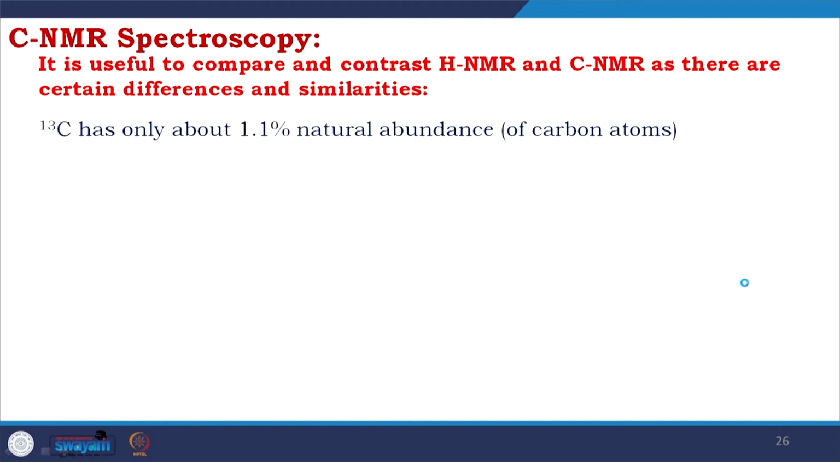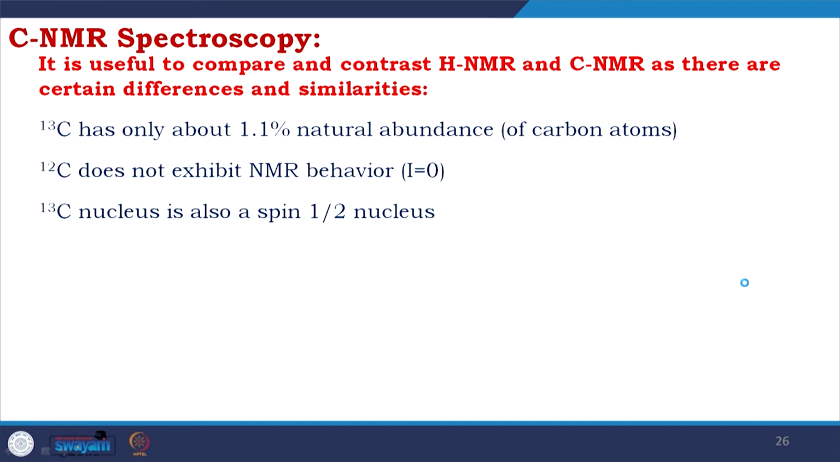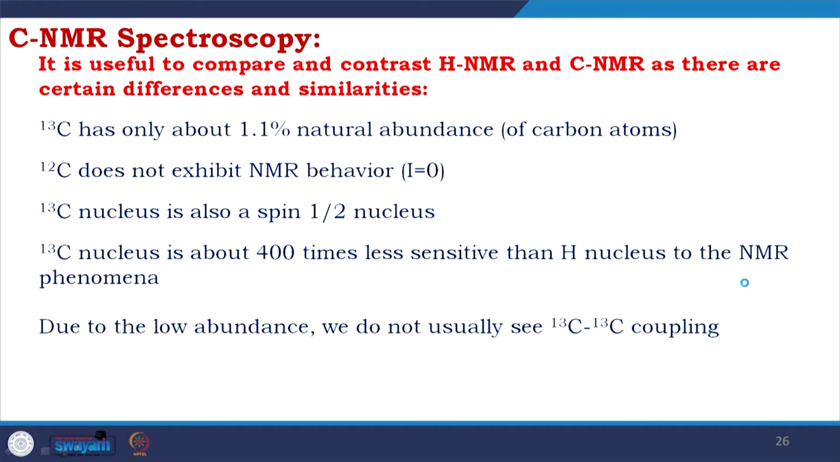13C has only about 1.1% natural abundance. We have talked before, the main isotope is 12C, but 12C is not NMR active. So, 12C does not exhibit NMR behavior, I equals 0. The 13C nucleus is a spin half nucleus like a proton, but it is about 400 times, some people say more, less sensitive than the hydrogen nucleus to the NMR phenomenon. Due to the low abundance, we do not usually see 13C coupling like 1H coupling.